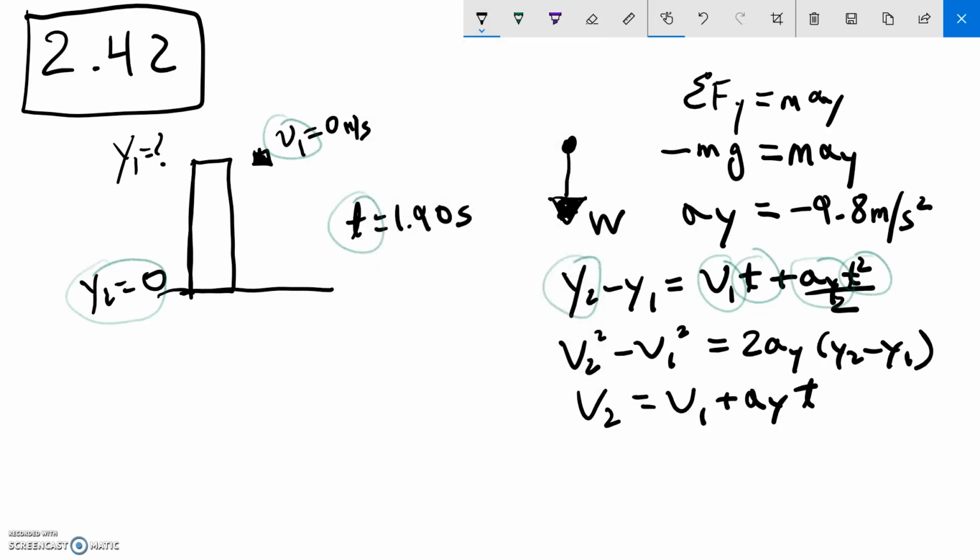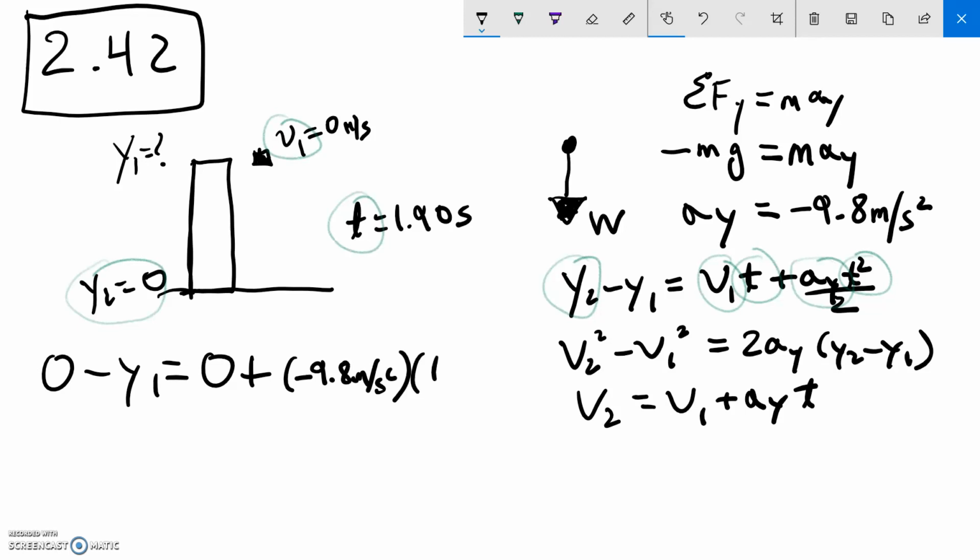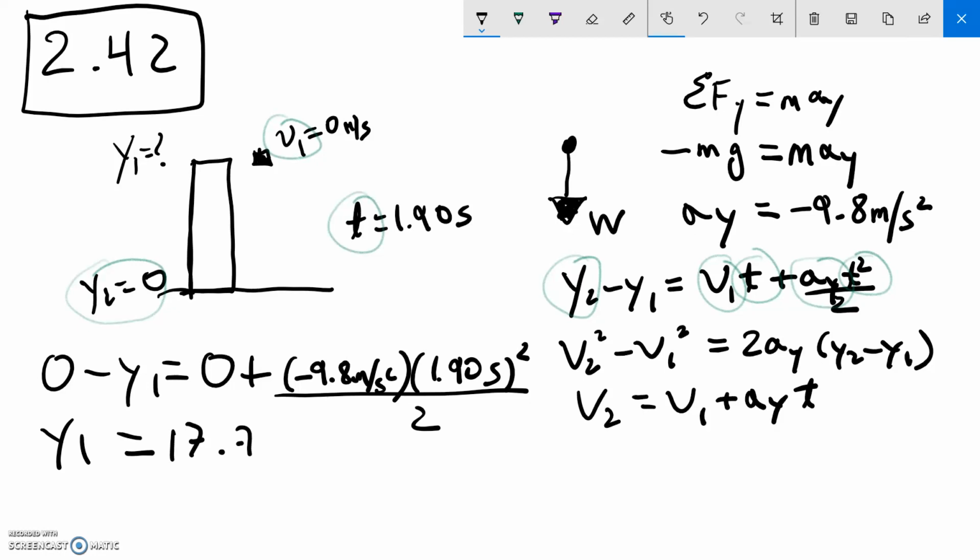You get that 0 minus y1 is equal to 0 plus negative 9.8 meters per second squared times 1.9 seconds squared over 2. So for y1, you should get 17.7 meters.